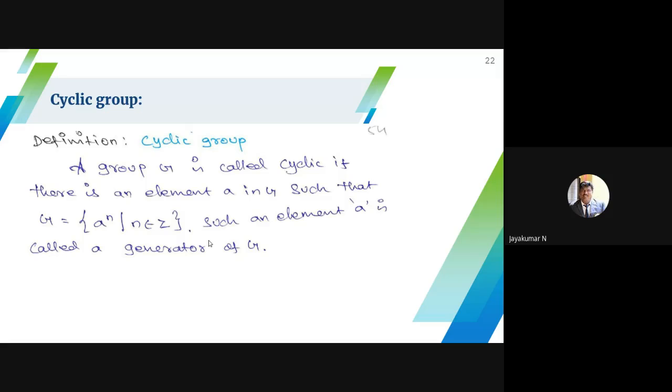The whole set of elements of the group is generated by a single element or more than one element. That is called a cyclic group.